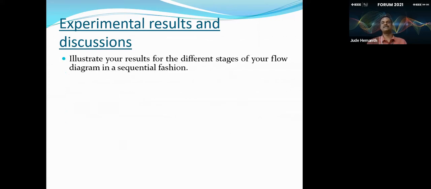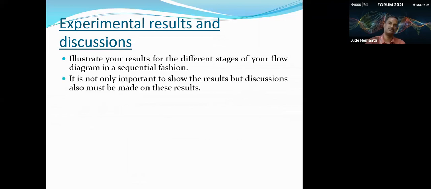Illustrate your results for the different stages of your flow diagram. You have given a block diagram, right? In the methodology section, you have given a flow chart. For each block, what do you mean by a block? Some process is going on within a block. That is called a block. So when you put an arrow mark, I am expecting some output from that. That output should be illustrated in your result section. Different stages. If you have 6 arrow marks, 6 outputs should be there, for the different stages.